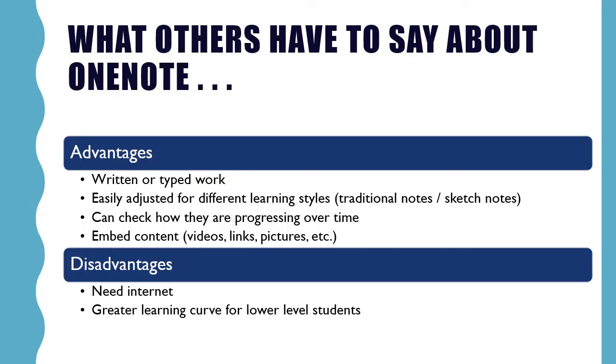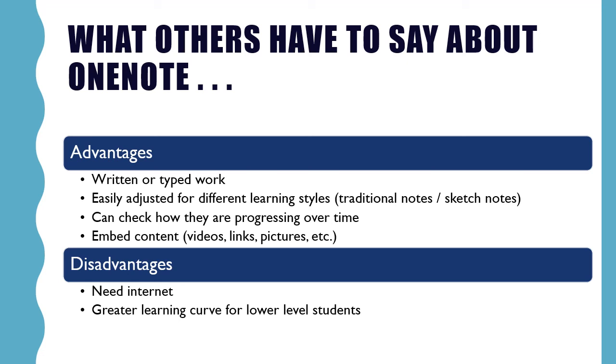After talking to others who use OneNote at my school, there were a lot of things that my colleagues loved about OneNote. Of course, there are also a few drawbacks to keep in mind. Some advantages are that students can type or write using their HP pens. Students can choose to take traditional notes or sketch notes, which helps meet the needs of different learners and learning styles. Teachers also love how you can easily check progress over time and can embed all of the needed content for an activity or lesson in one place.